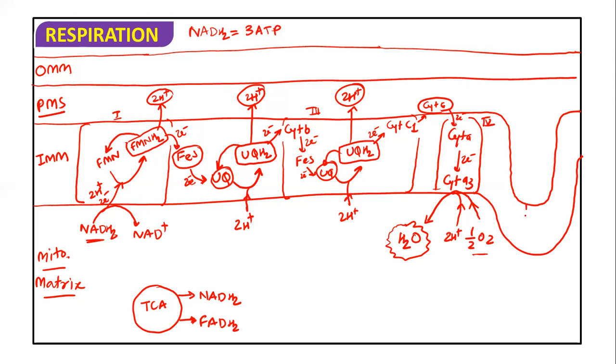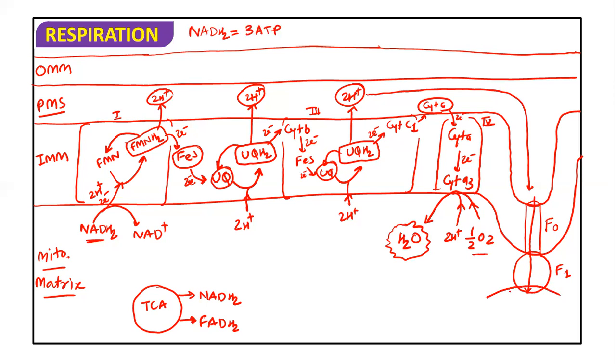Now what happens in the cristae, there is an F0 and F1 complex. F0 is present in the inner mitochondrial membrane and F1 is protruded towards the mitochondrial matrix. Now when one pair of 2H+ passes from F0 to F1, F0 is the integral protein through which the pair passes.